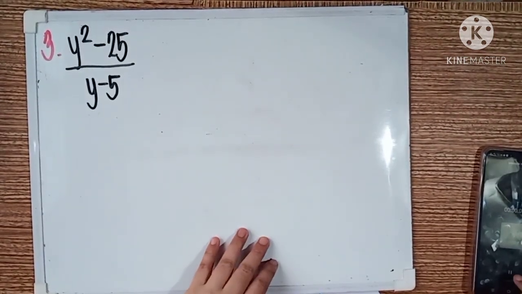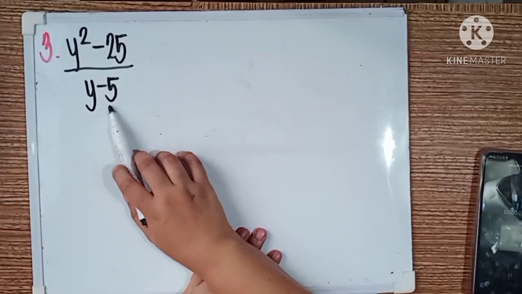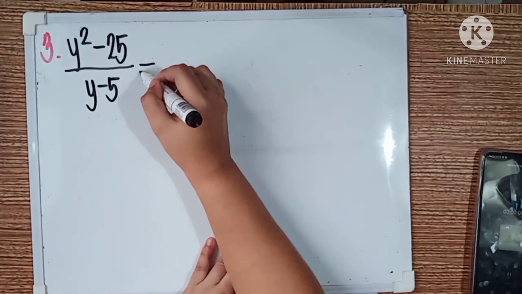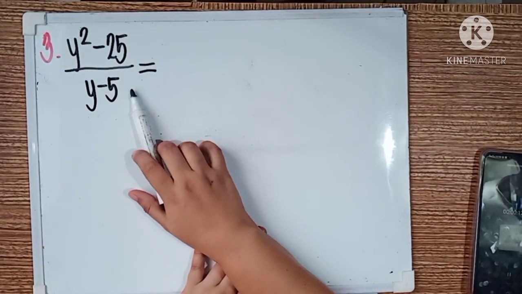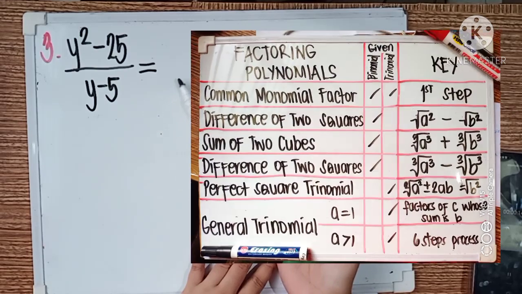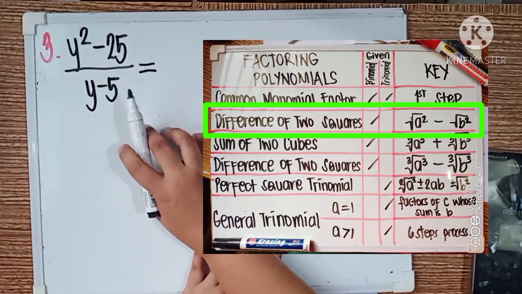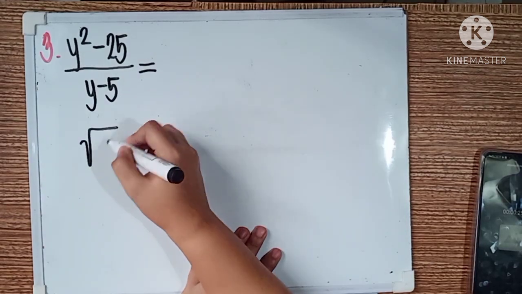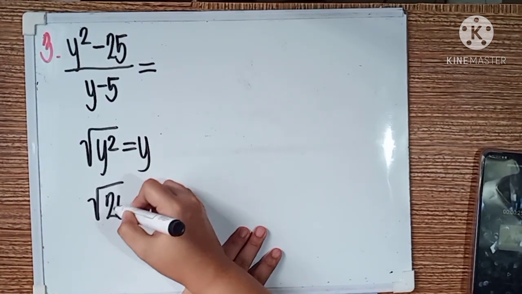Example number 3. y squared minus 25 over y minus 5. Common monomial factoring is not applicable in these polynomials. The factoring method we can use is factoring difference of two squares. The square root of y squared is y and the square root of 25 is 5.